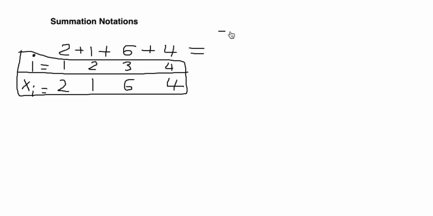So this can be now done with this uppercase Greek letter sigma, where the index i is going to run from 1 to, now we have how many terms? 1, 2, 3, 4. So this is the end. The last term is the fourth one, the first term is 1. And now instead of writing these values 2, 1, 6, 4, we can write the indexed variable x sub i.